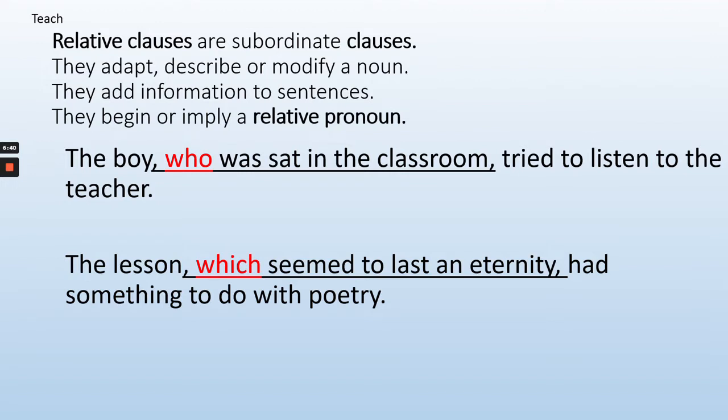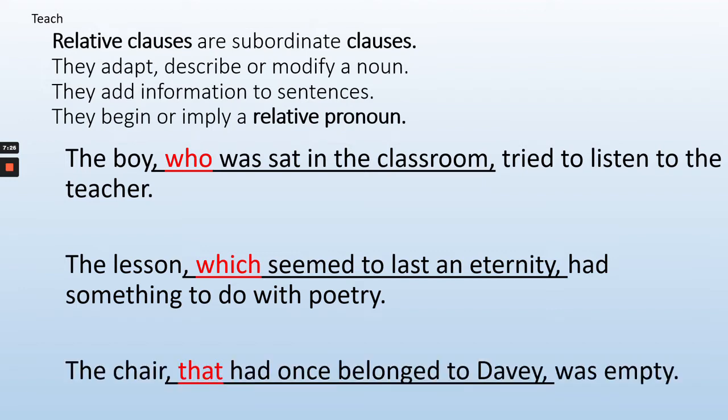The lesson, which seemed to last an eternity, had something to do with poetry. I've used a relative clause, which seemed to last an eternity, and I'm using this to modify the noun when I talk about the lesson. Which is my relative pronoun and relates back to the lesson. Notice how the person in the first sentence, the boy, uses the relative pronoun who, because we're talking about a person. The lesson in the second sentence is an object, which is used to describe that object.